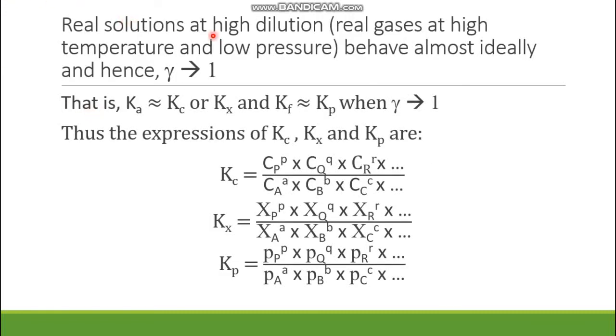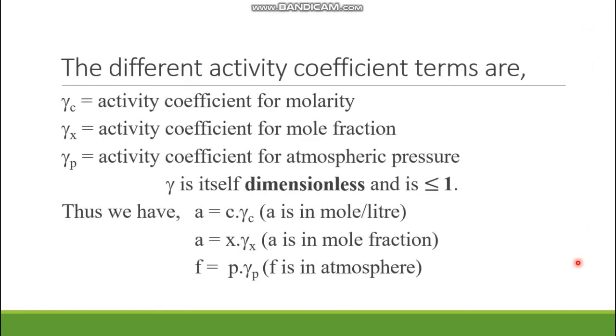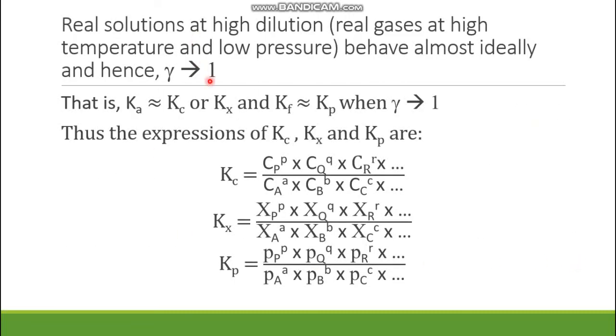So real solutions at high dilution or real gases at high temperature and low pressure behave almost ideally, and hence gamma becomes equal to 1. Gamma tends to 1. This gamma may be gamma C or gamma X or gamma P. Okay, so here this gamma is actually gamma C, gamma X and gamma P, and here Ka becomes almost equal to Kc or Kx, and Kf becomes almost equal to Kp. Okay, so we have got expressions of Kc, Kx and Kp. So we have got 5 expressions: Ka, Kf, Kc, Kx and Kp.